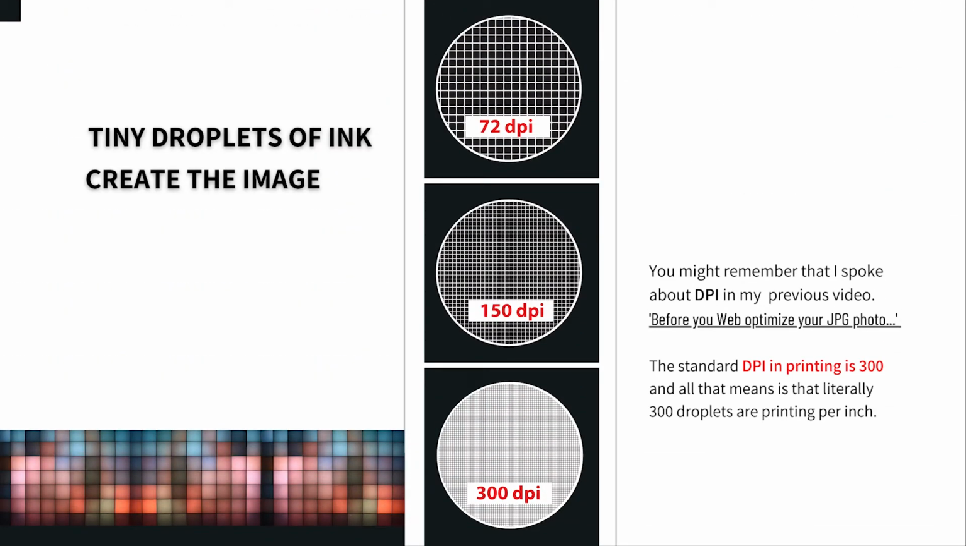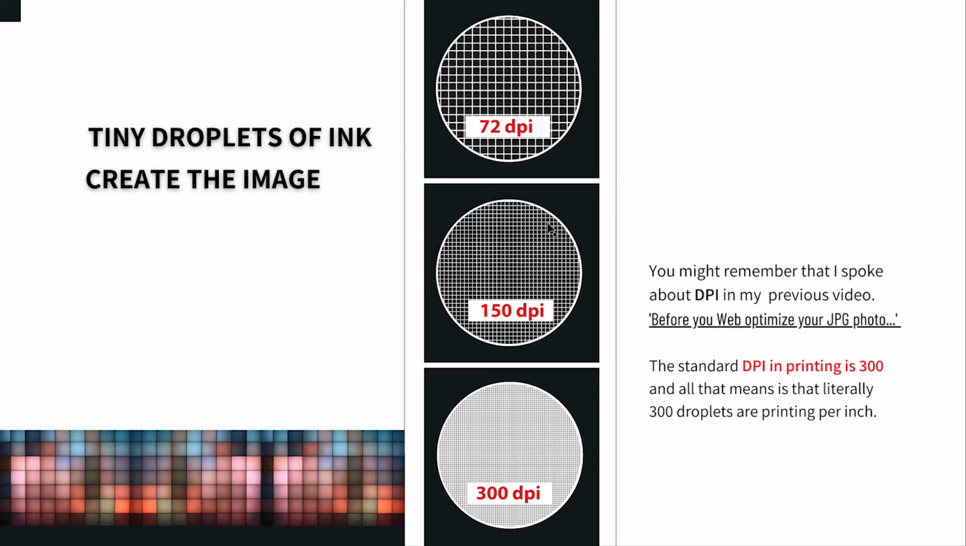Let's quickly look at how it works. So, in inkjet, tiny droplets of ink create the image. Now, you might remember that I spoke about DPI in my previous video before you web optimize the JPEG photo. And we talked about DPI in printing, which is 300. And it literally means that 300 droplets are printed per inch.